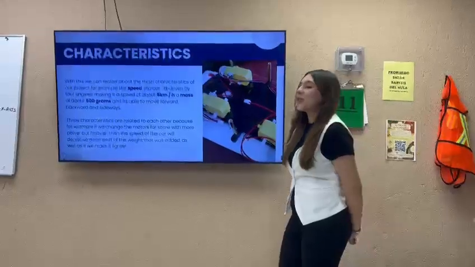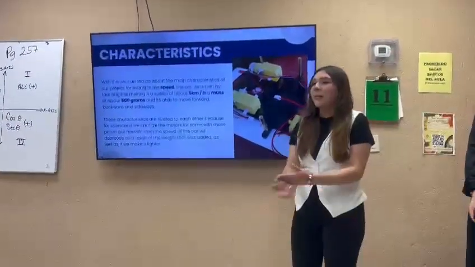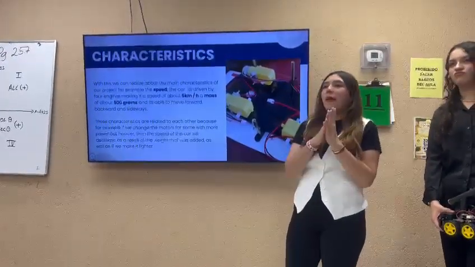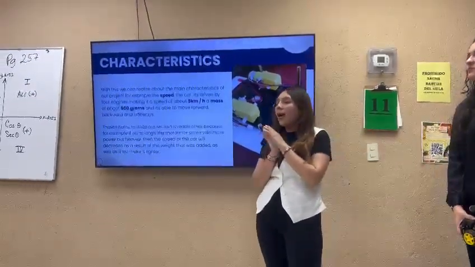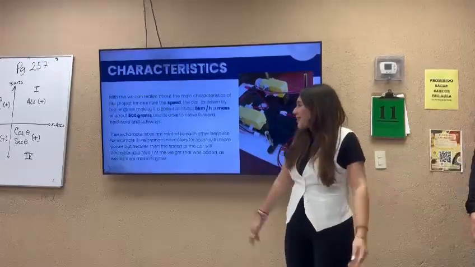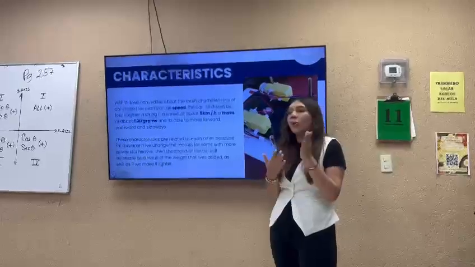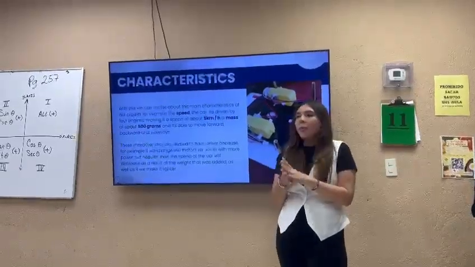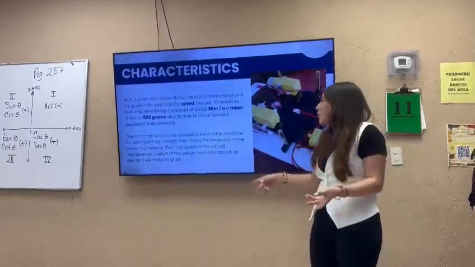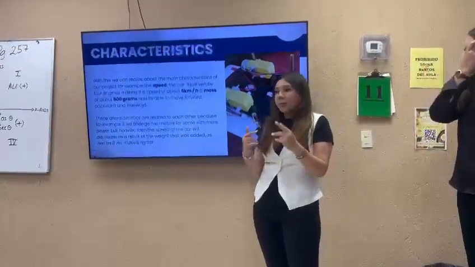Okay, the characteristics. With all this information, we can realize the main characteristics of our project. For example, the speed. The car is driven by 4 engines, making a speed of about 5 kilometers per hour and a mass of 500 grams, and is able to move forward, backward, and sideways. All these characteristics are related to each other because, for example, if we change the motors for some with more power, then the speed of the car will decrease as a result of the weight we are adding, and also as well as we make it lighter.